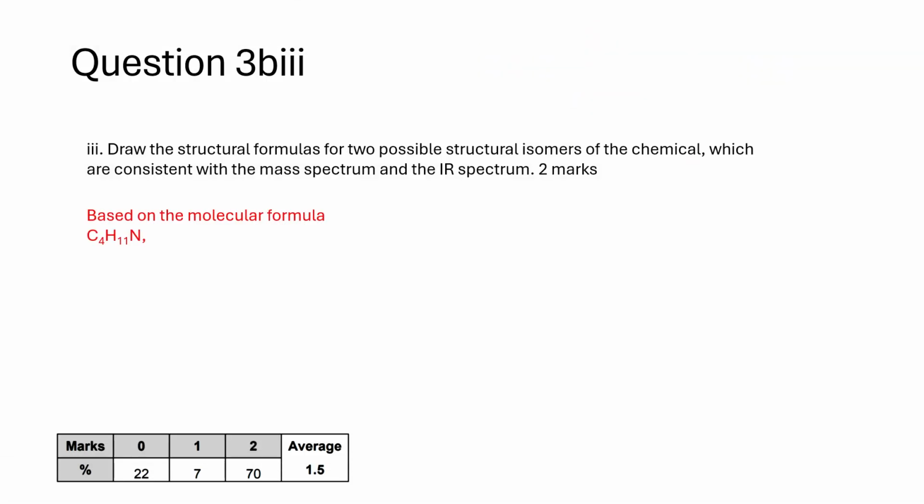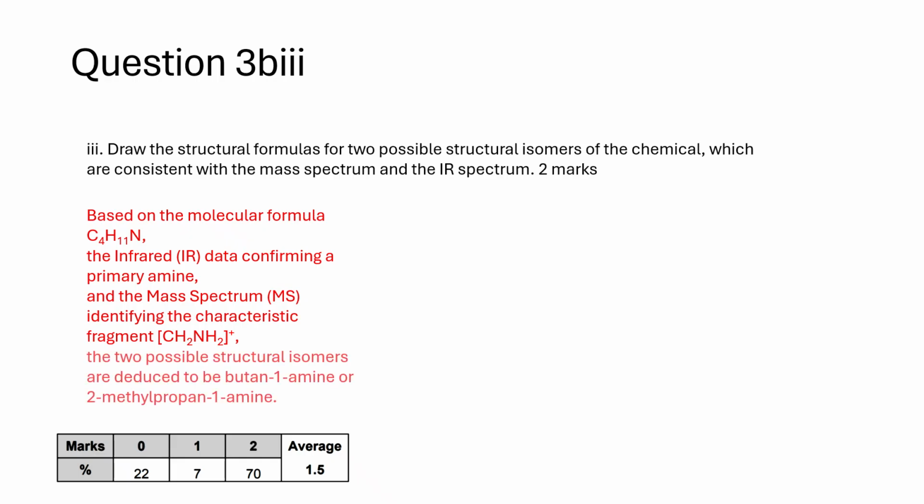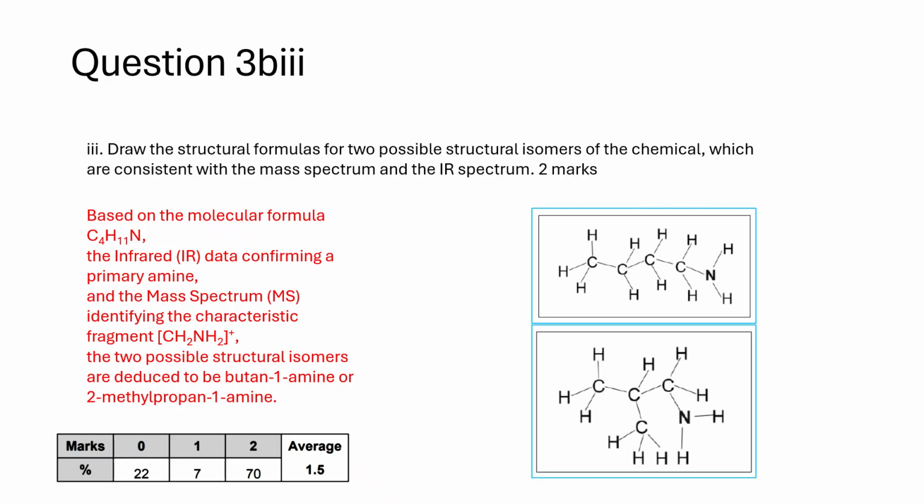Based on the molecular formula C4H11N, the infrared (IR) data confirming a primary amine, and the mass spectrum (MS) identifying the characteristic fragment CH2NH2+, the two possible structural isomers are deduced to be butan-1-amine or 2-methylpropan-1-amine.